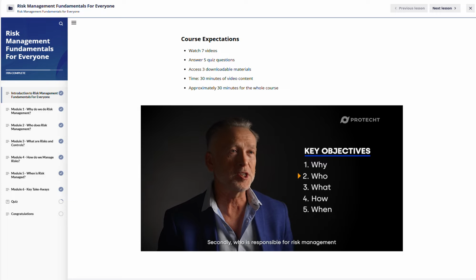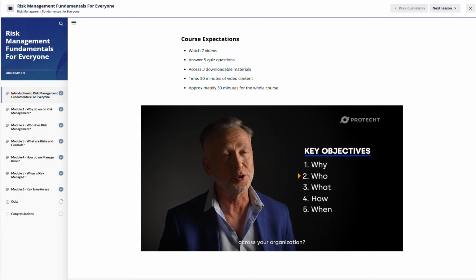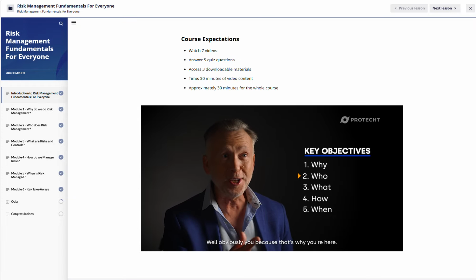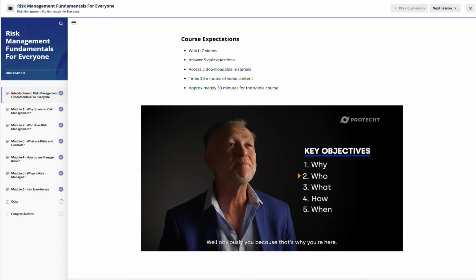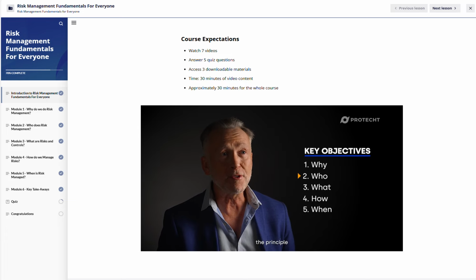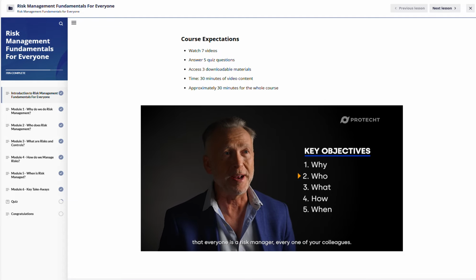Secondly, who is responsible for risk management across your organisation? Well, obviously you, because that's why you're here, but also very importantly, the principle that everyone is a risk manager, every one of your colleagues. But what specific roles do you and they have?